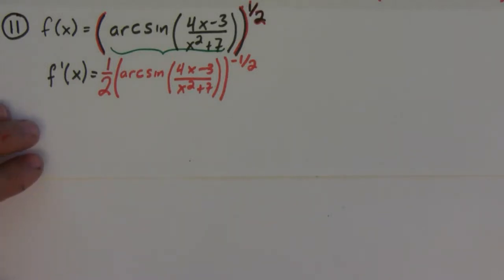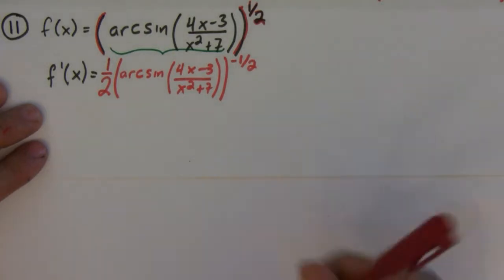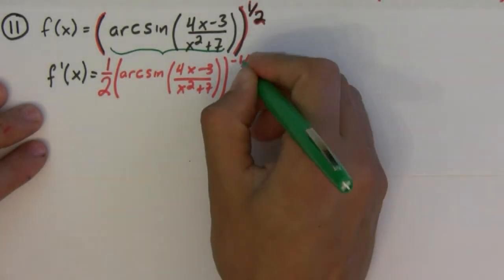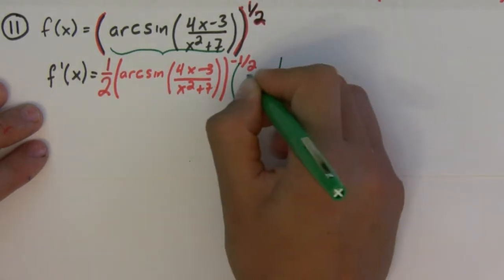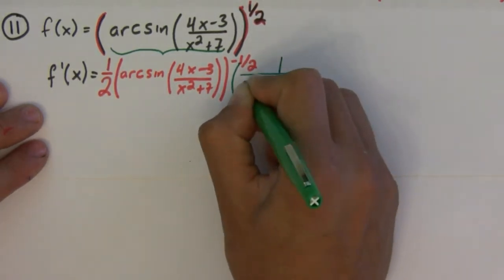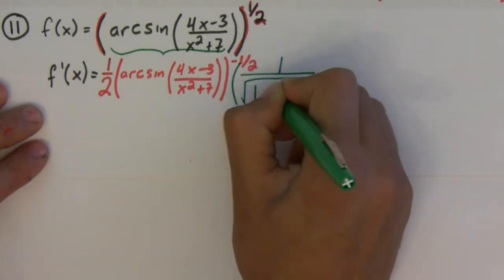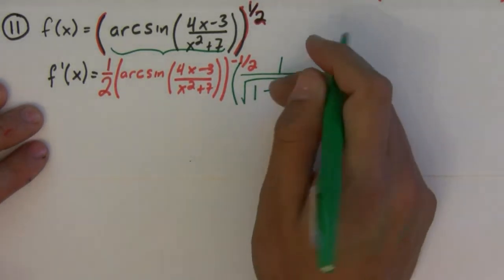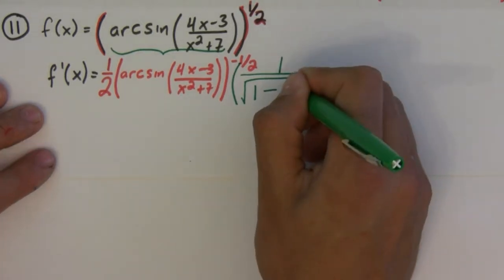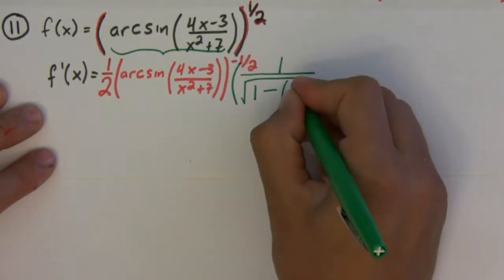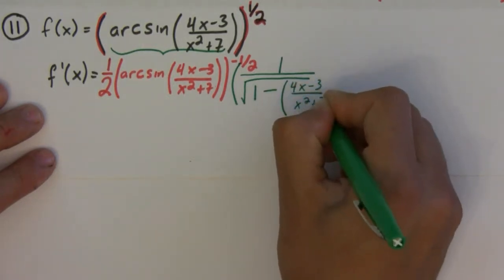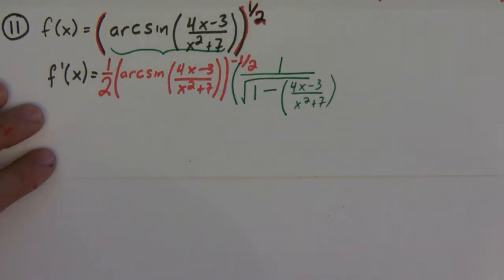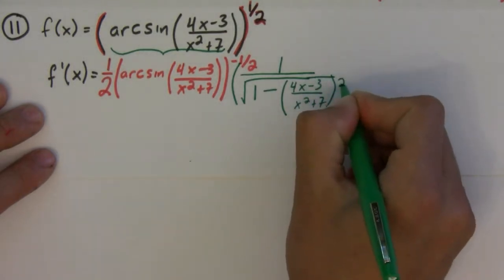Okay, so the derivative of the inside is, remember, the derivative of arcsine, well, that's 1 over the square root of 1 minus x squared, but this time we don't have x squared, we have 4x minus 3 over x squared plus 7. And this guy is going to be squared.